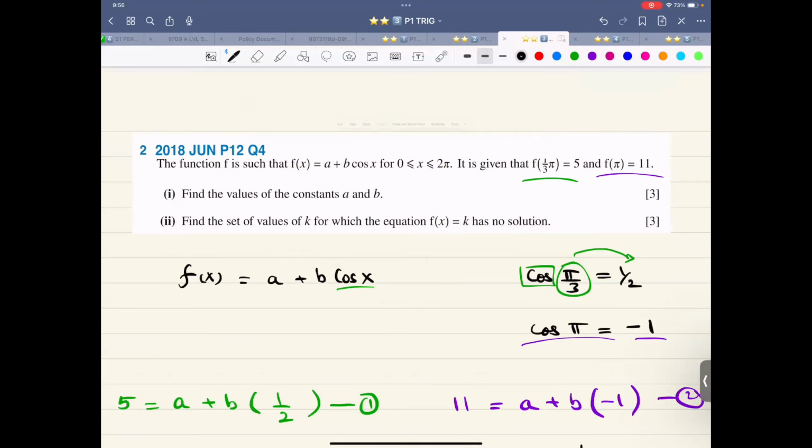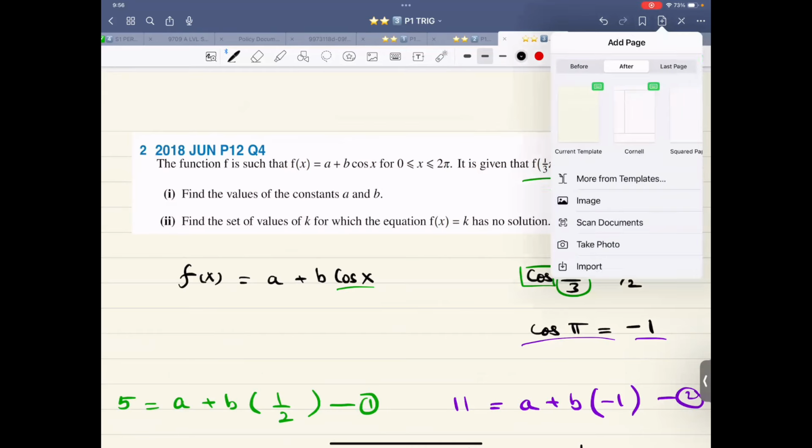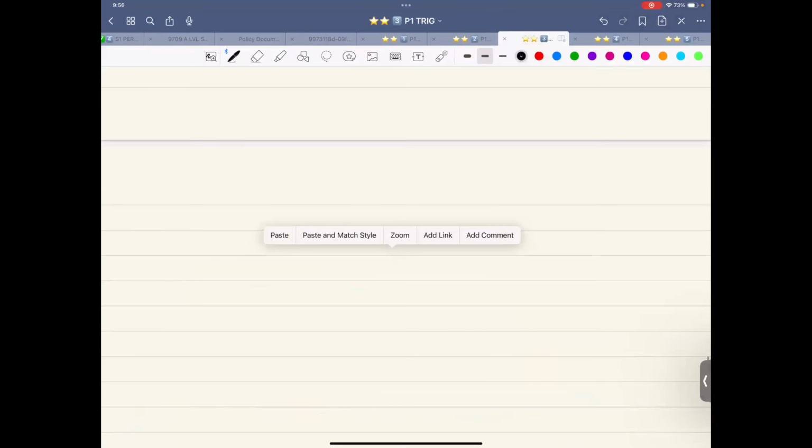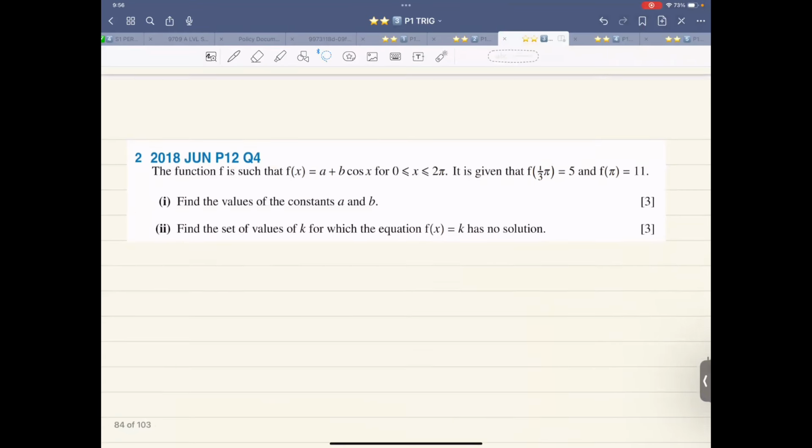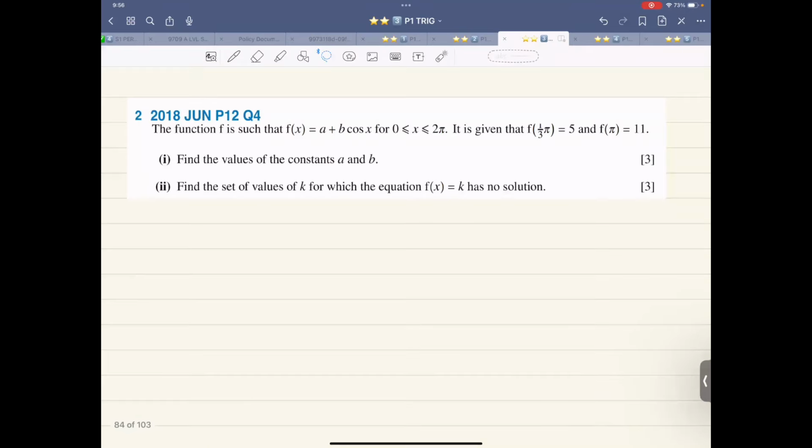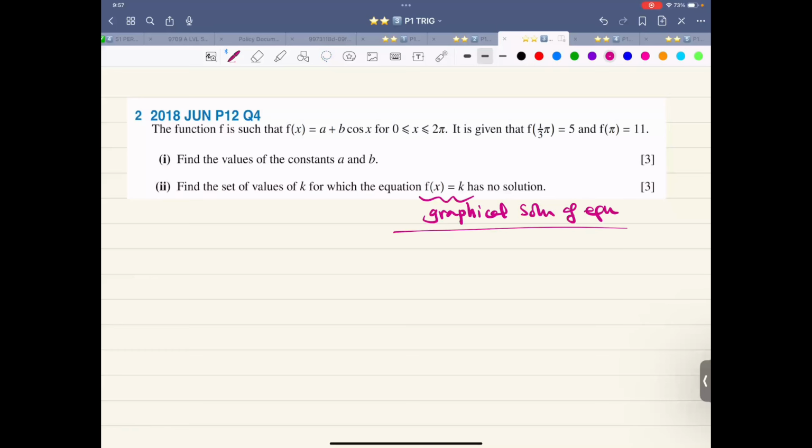Now the next part, let me copy it. Next page. Now what are they saying? Find the set of values of k for which the equation has no solution. Now this thing is related with graphical solution of equation. Now for this, what do I need? I need to sketch it first. So first sketch, then I'll be able to explain it to you.